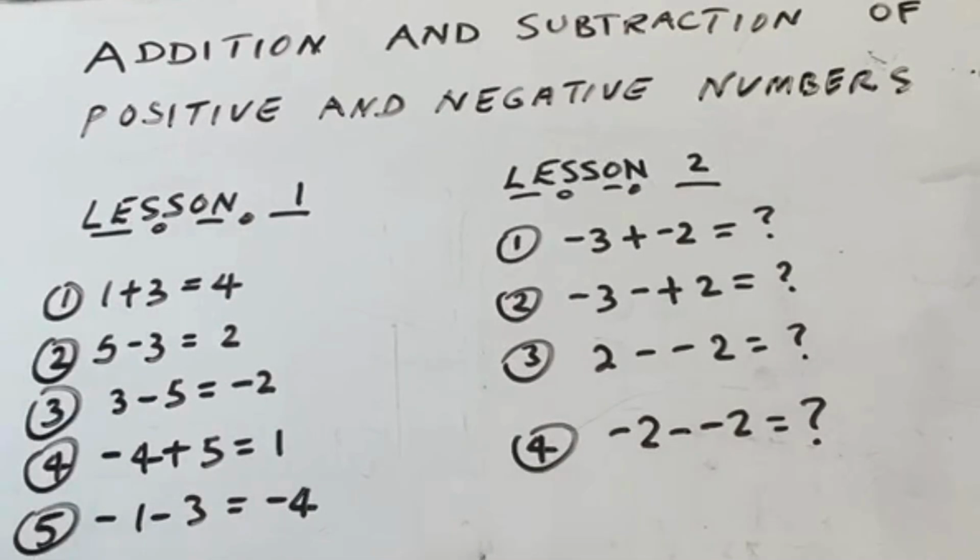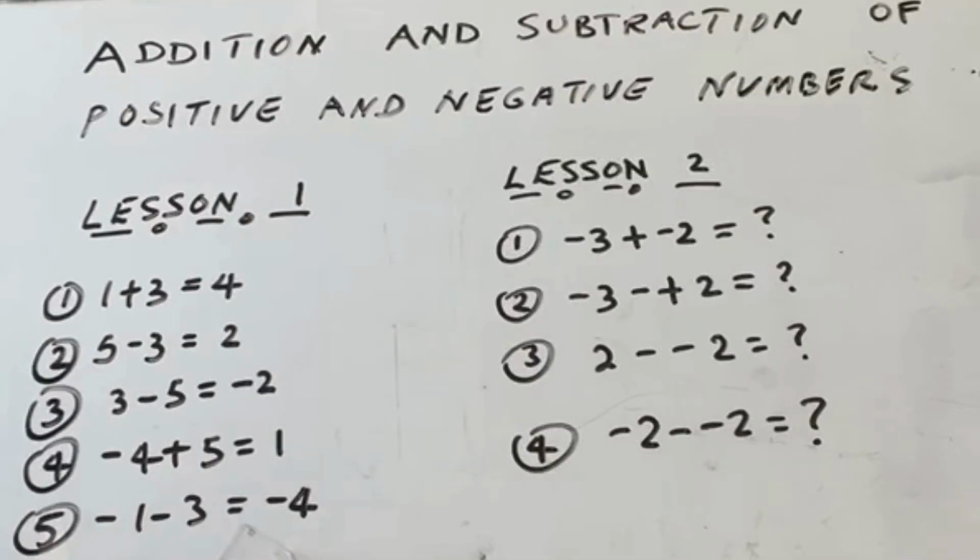In lesson 1, we looked at the addition and subtraction of positive and negative numbers. We looked at these 5 examples. 1 plus 3 equals 4, 5 minus 3 equals 2, 3 minus 5 equals negative 2, negative 4 plus 5 equals 1, and negative 1 minus 3 equals negative 4.